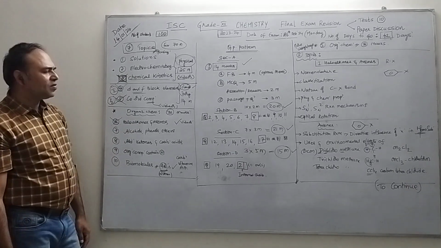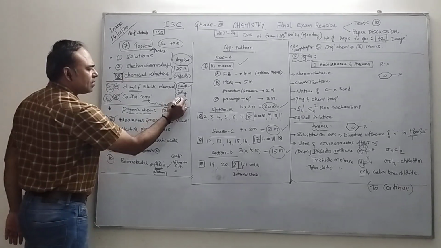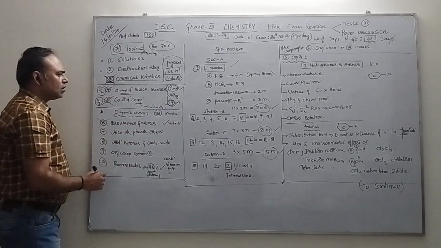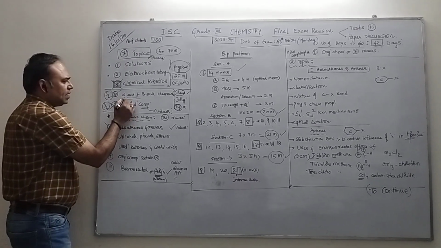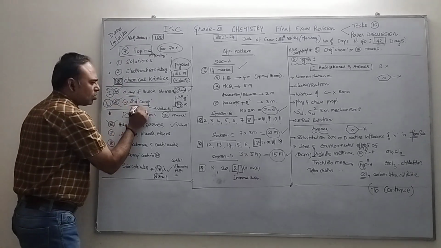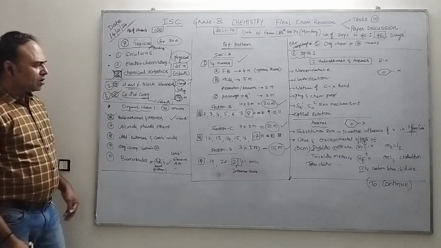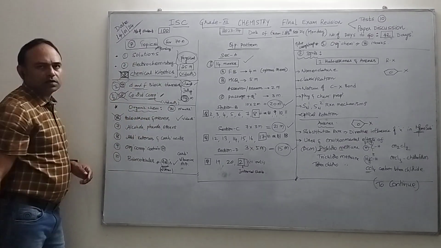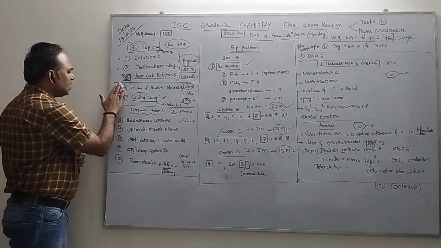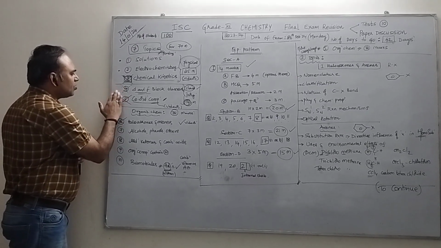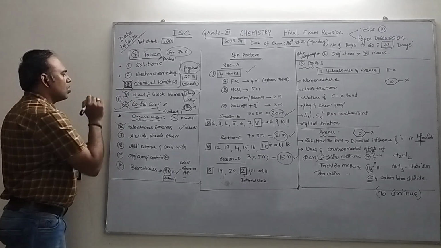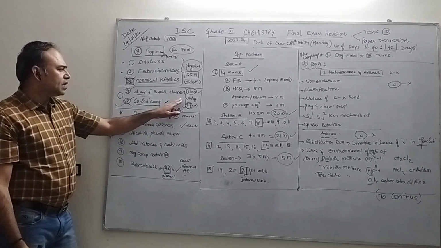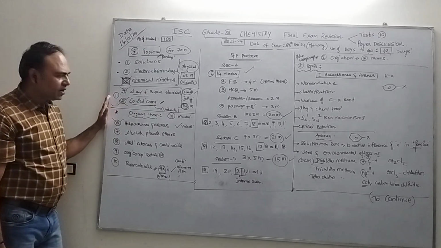Now coming to the next one, that is inorganic. It has a weightage of only 14. Two topics: D and F block elements and coordination compounds. Once again, I have uploaded the videos of coordination compounds. So understand that here you need to study only one topic. In inorganic chemistry, we are left with only one topic.